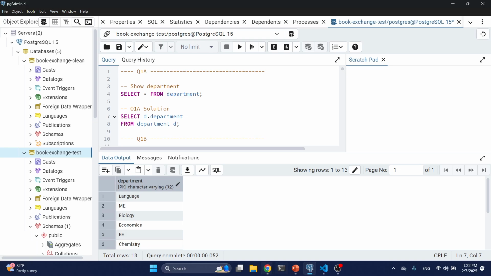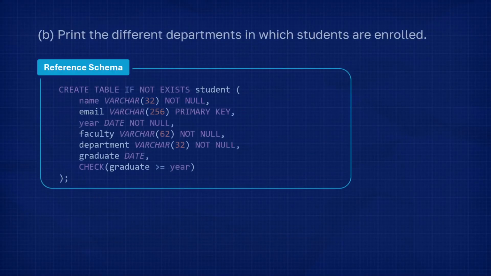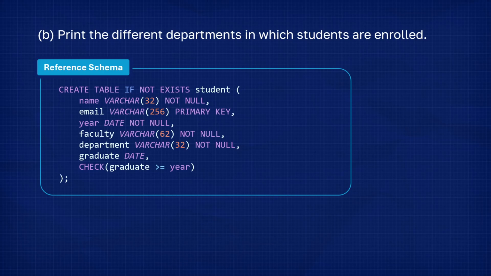Now next question. Now we have the student table. I think I haven't dropped the faculty column here. We want to print out the different departments in which the students are enrolled. So we want to get out the department. How do we do this? The department there is linked to the department table. Yeah, we just want the department, sorry.